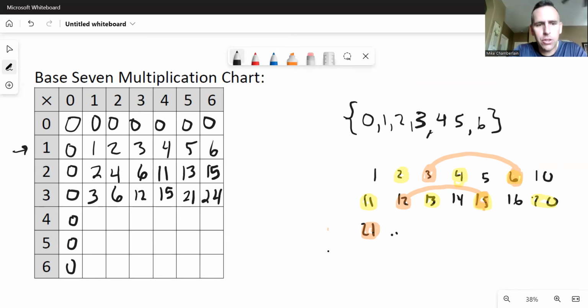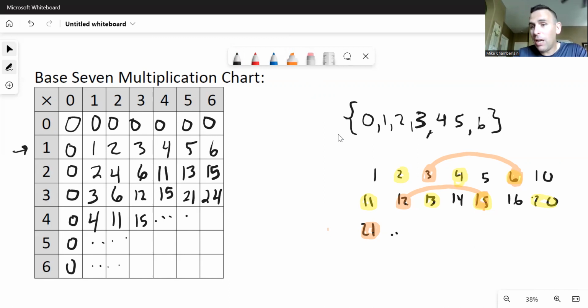I'm going to expedite this just to finish off the video. So 4 times 1, 4, 4 times 2, that would be 11. 4 times 3 would be 15, and so on. You do the same thing for line 5 and line 6 until you have the chart filled out.